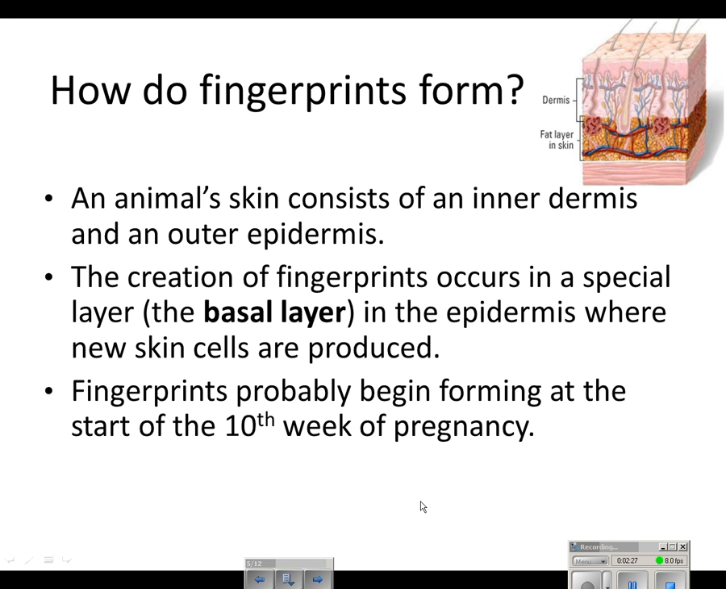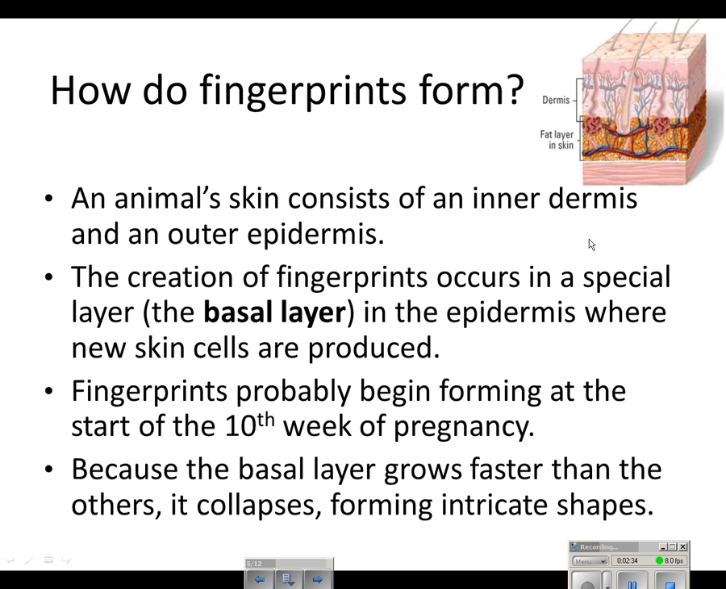Fingerprints probably begin forming at the start of the 10th week of pregnancy. So this is happening to the fetus. And what happens, because the basal layer is growing faster than the others, it's going to collapse on itself, forming these intricate shapes. So that's why they're never the same in two people, even identical twins.